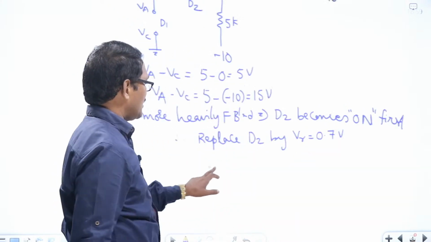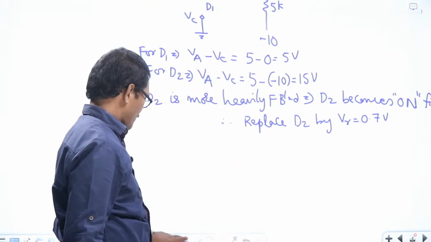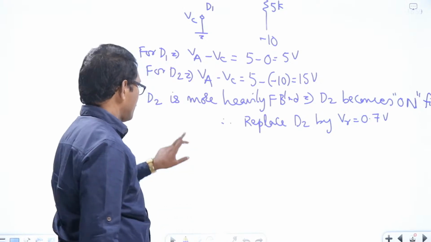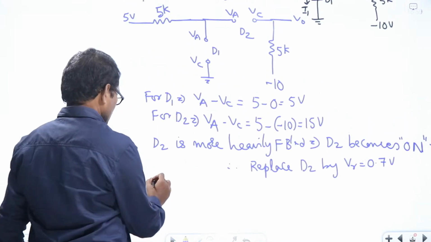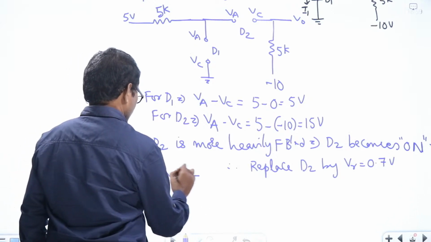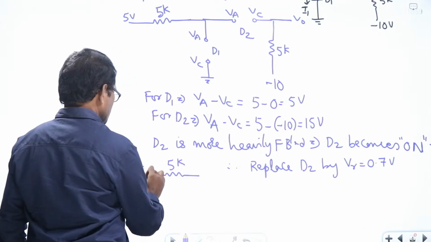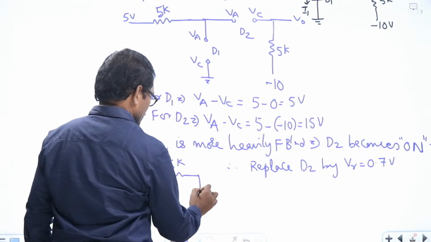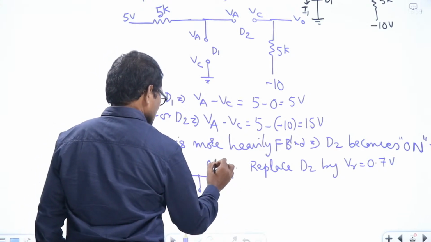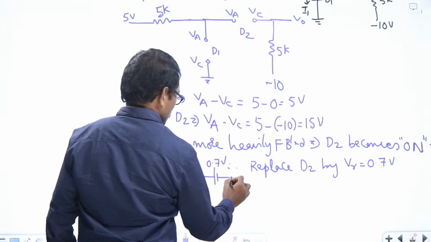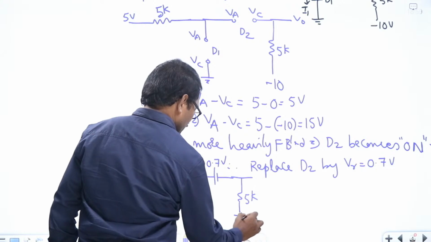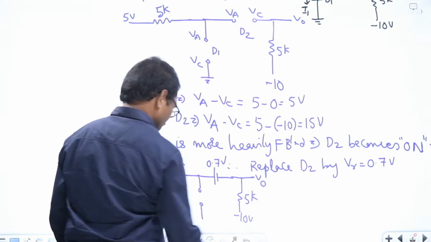Now let us redraw the circuit diagram. Here it is 5K, 5 volts, and D1 is replaced by open circuit, and D2 is replaced by V gamma, that is 0.7 volts. And this is 5K, minus 10 volts. Here it is V0.